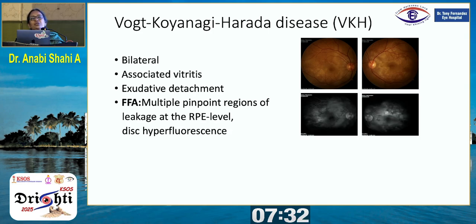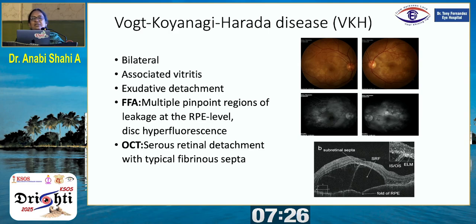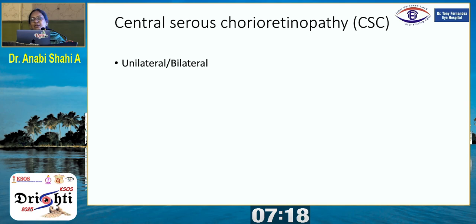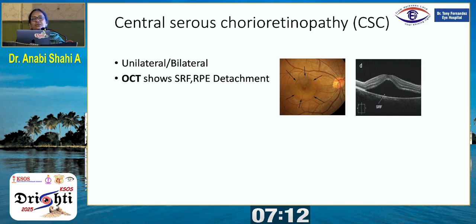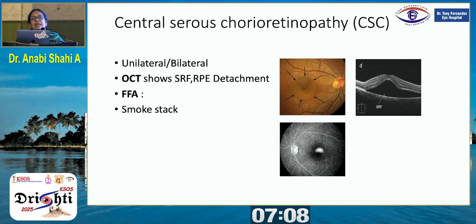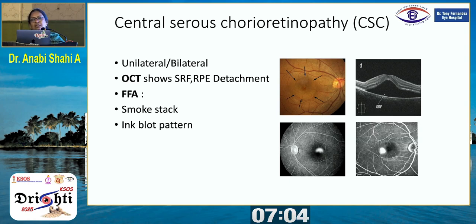But FA will show multiple pinpoint regions of leakage at RPE level and disc hyperfluorescence. And OCT is very much diagnostic. It shows serous RD with typical fibrinous septa. Coming to CSR, it can be unilateral or bilateral. It shows a dome-shaped elevation of the macular region. OCT shows SRF and RPE detachment, and FFA is diagnostic. It can be either a smokestack appearance or an ink blot pattern.